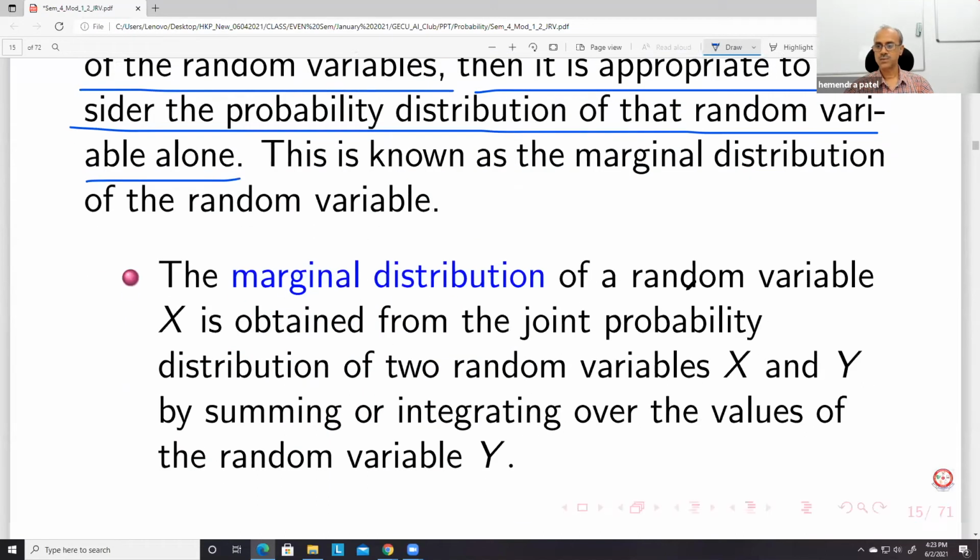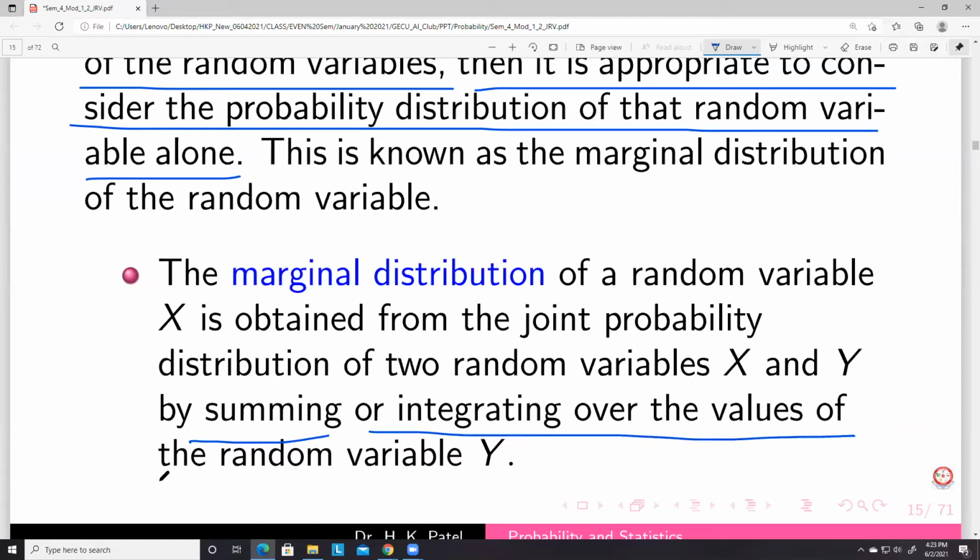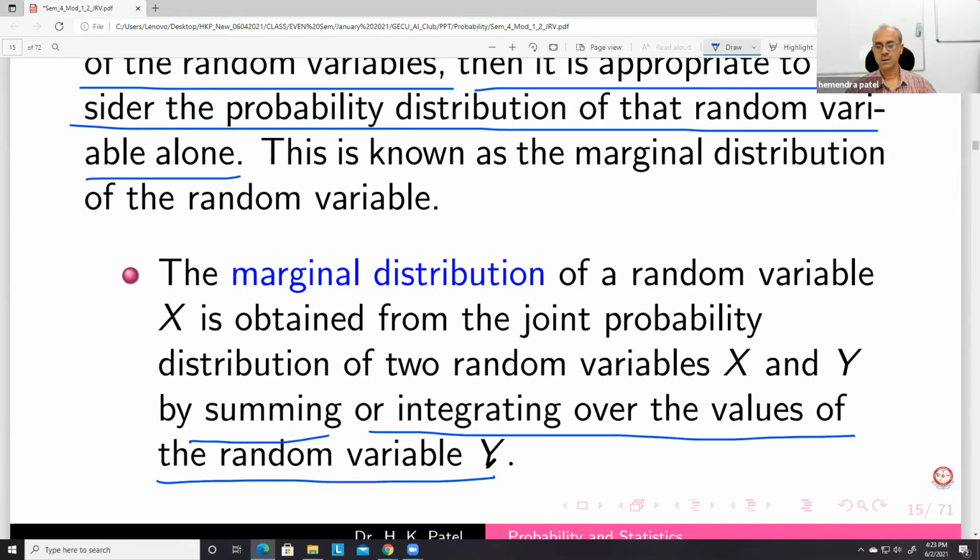So marginal distribution of random variable x is obtained from the joint probability distribution of two variables by summing or integrating over the values of the random variable y. So summing in case of discrete and integrating in case of continuous. So summing or integrating over the values of the random variable y. So here what is happening? X is fixed.